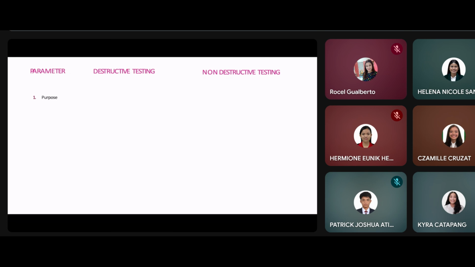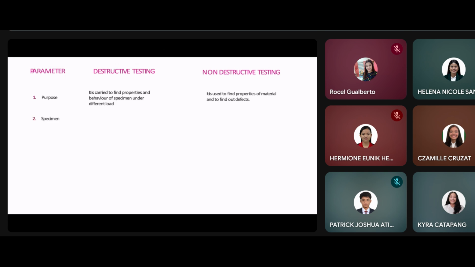If you take the purpose of these kinds of testing, destructive testing is carried out to find the properties and behavior of a specimen under different loading conditions. At the same time, non-destructive testing is used to find properties of a material and to find out its defects. Here, the focus is more on finding the defects of that material rather than its ability to carry loads.